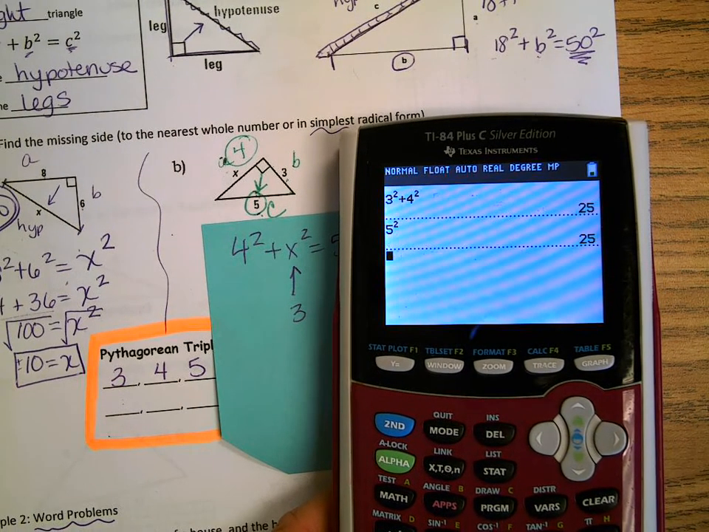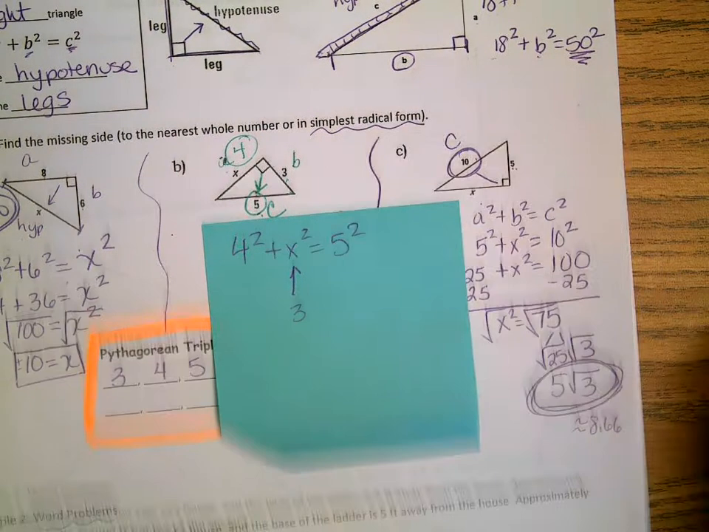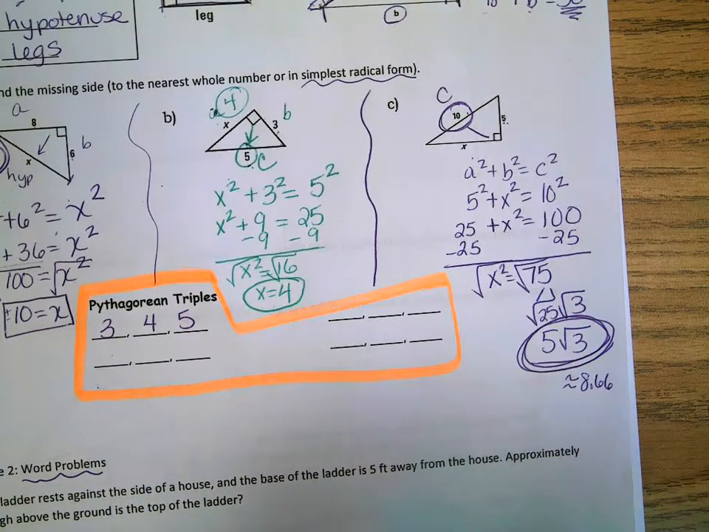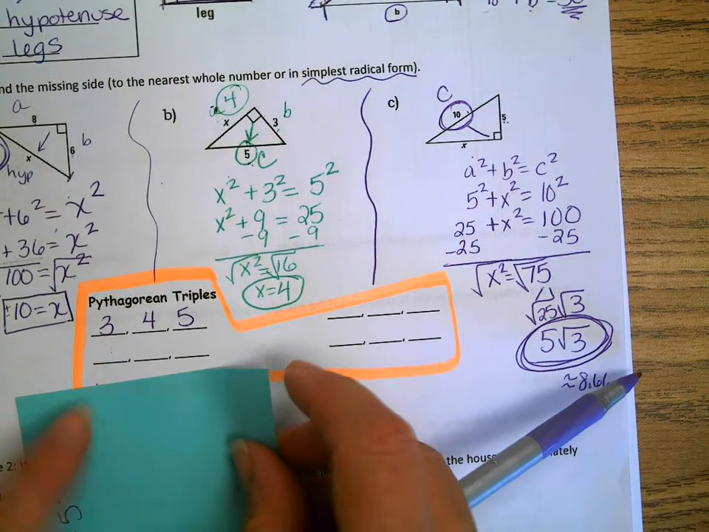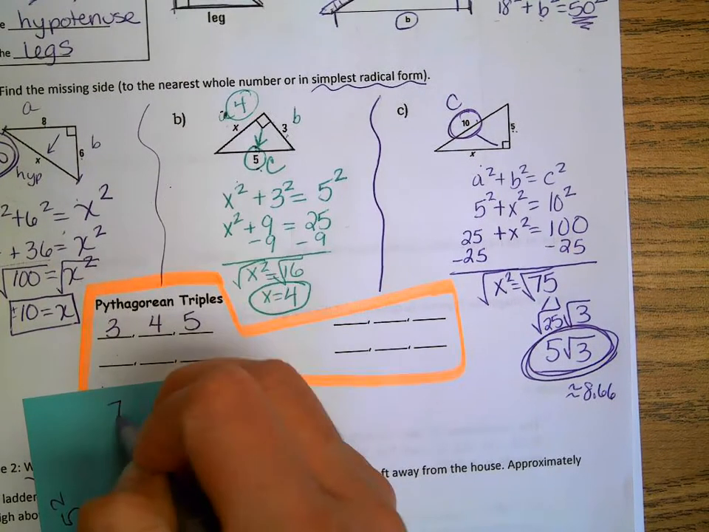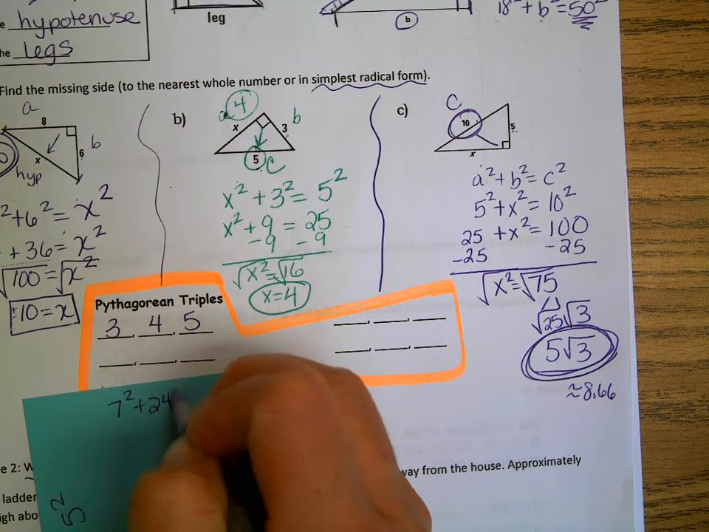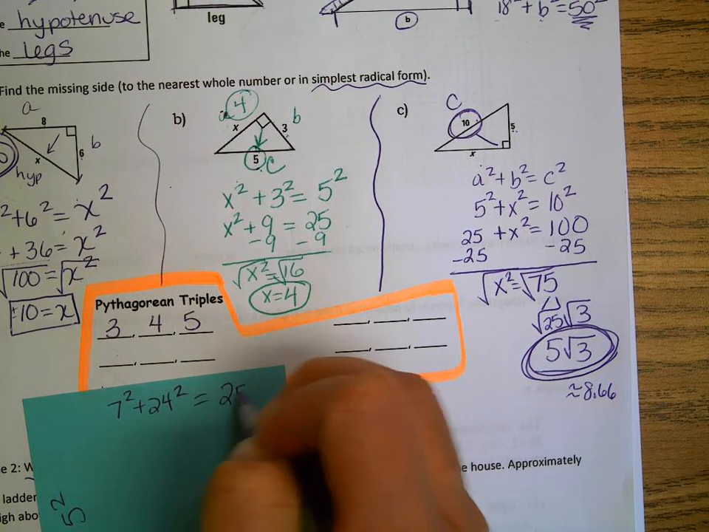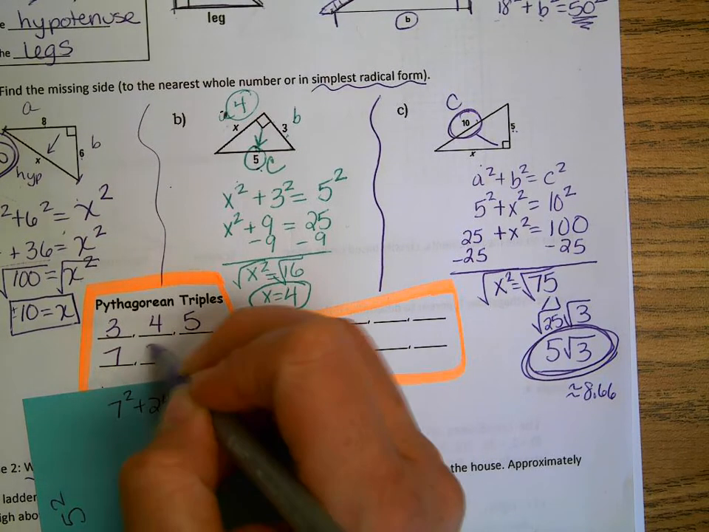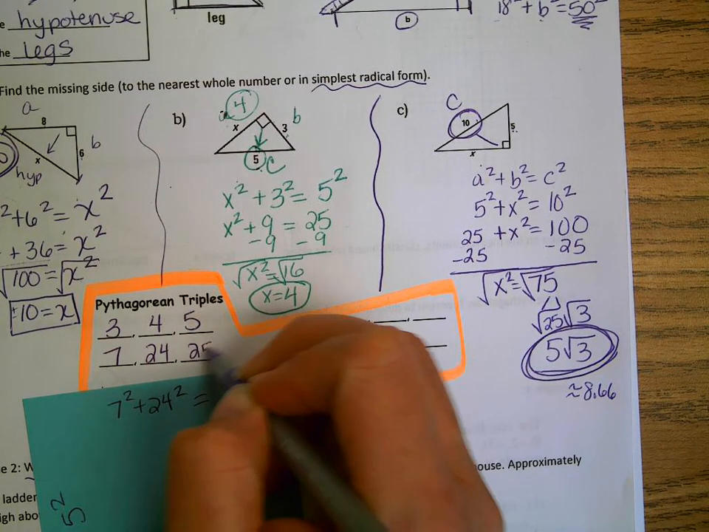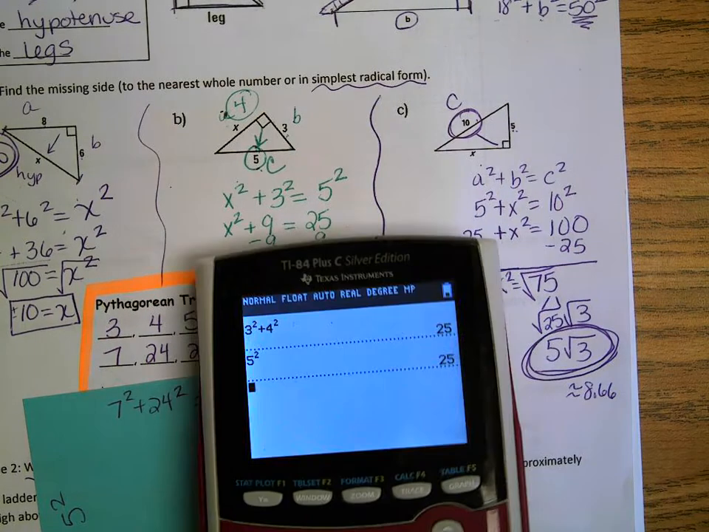There's a couple other triplet numbers that work. So these are called Pythagorean triples. Another triplet that works is 7 squared plus 24 squared will always give you 25 squared. So 7, 24, and 25 will always work into the Pythagorean theorem.